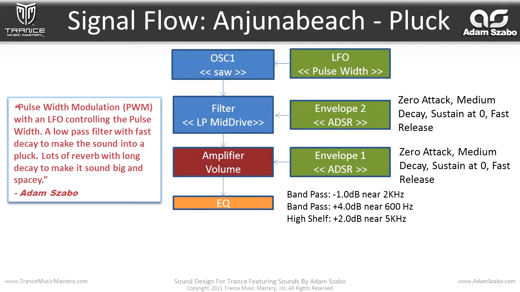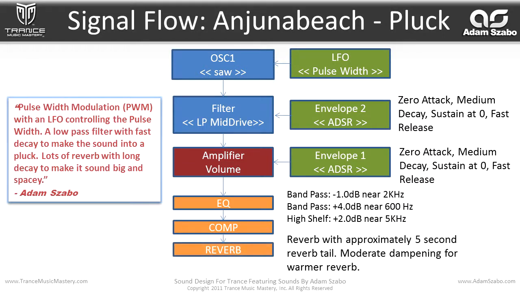And then that flows into an EQ with a -1 dB cut near 2 kHz, a +4 dB boost near 600 Hz, a +2 dB boost near 5 kHz. That flows into a compressor and then into a reverb with approximately 5-second reverb tail. Moderate dampening for warmer reverb. And then to the main output.